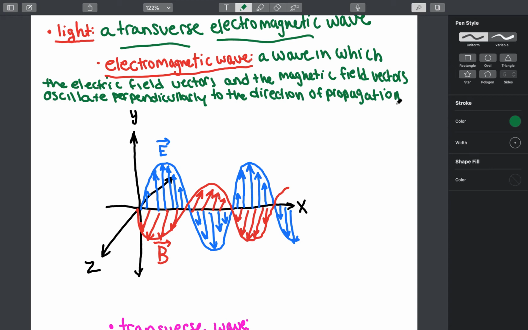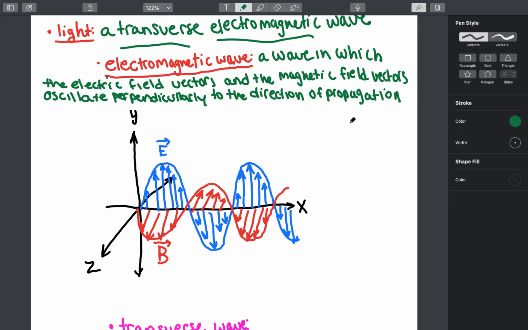So here we have a little diagram showing you what an electromagnetic wave looks like. So in here you'll see two waves: this blue wave, which is oscillating in the y direction, and this red wave, which is oscillating in the z direction. Now let's take a look at this blue wave here. This blue wave symbolizes the electric field vectors oscillating. So what's an electric field?